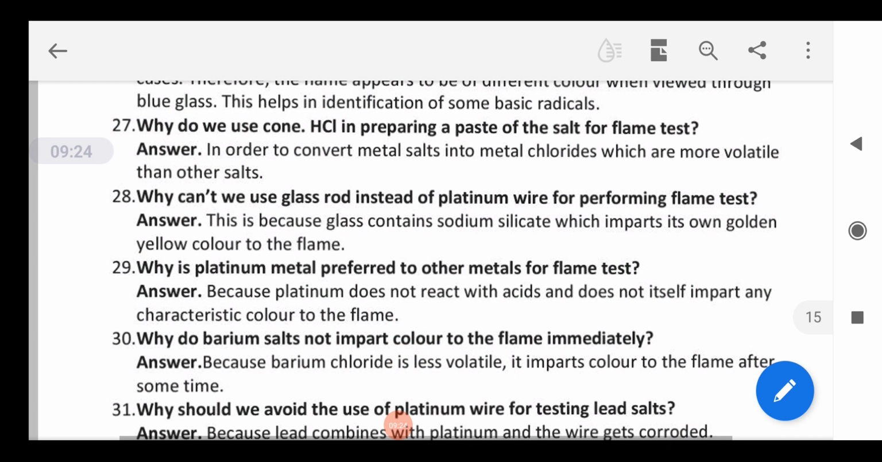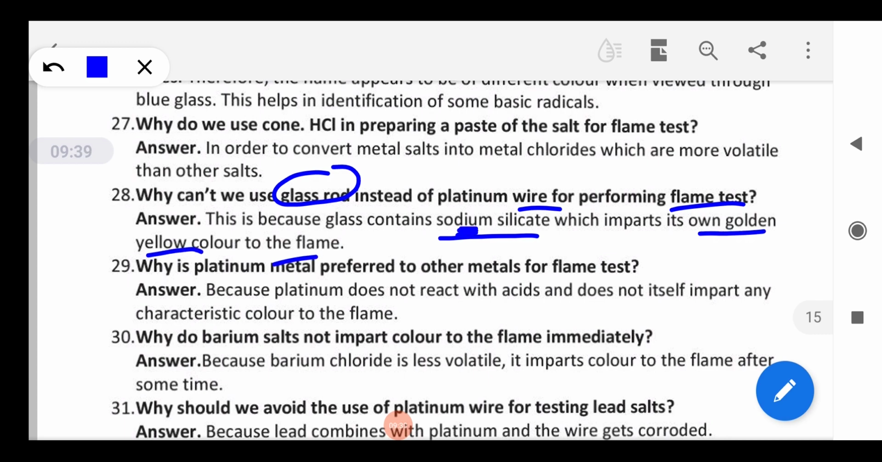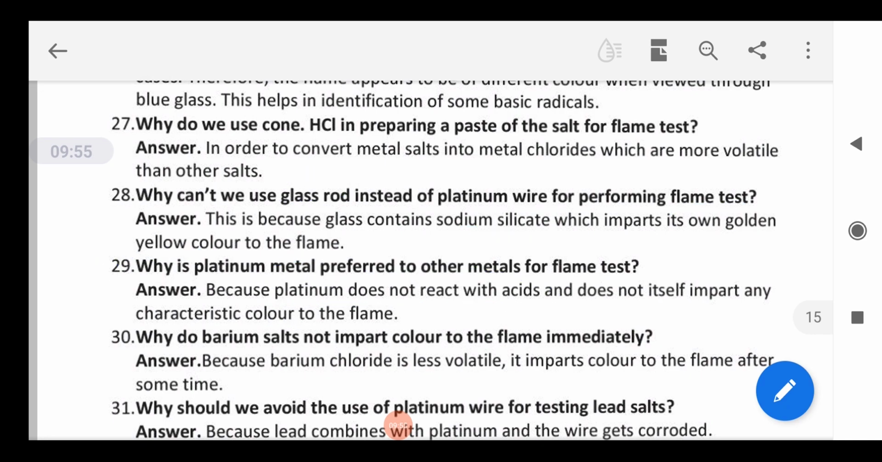Okay, but why can we not use a glass rod instead of platinum wire for performing the flame test? You all know that glass is made up of sodium silicate, and since sodium is present, it imparts golden yellow color, so it can produce confusion regarding the color of the flame, so we avoid it. And why is platinum preferred over other metals for the flame test? Because platinum is a very non-reactive metal. It does not react with acid and does not impart any color to the flame.